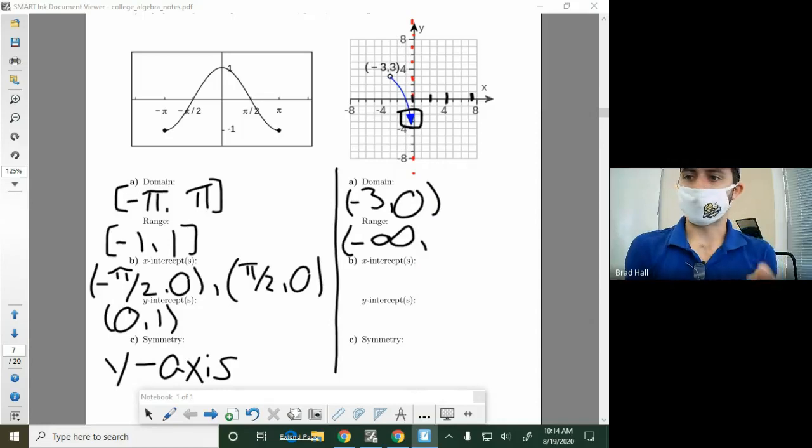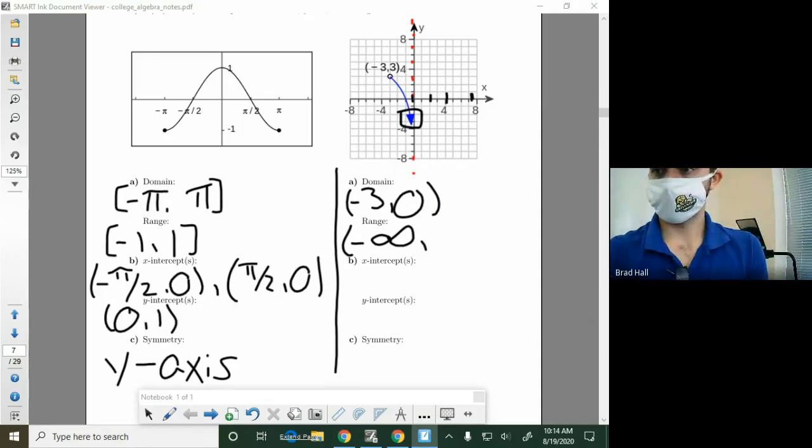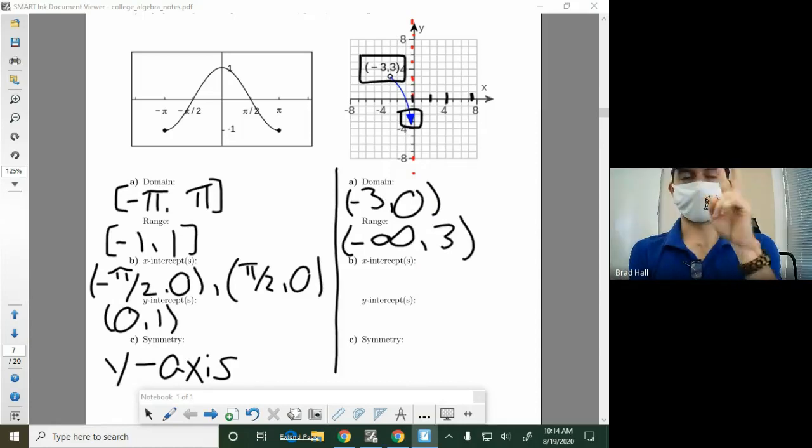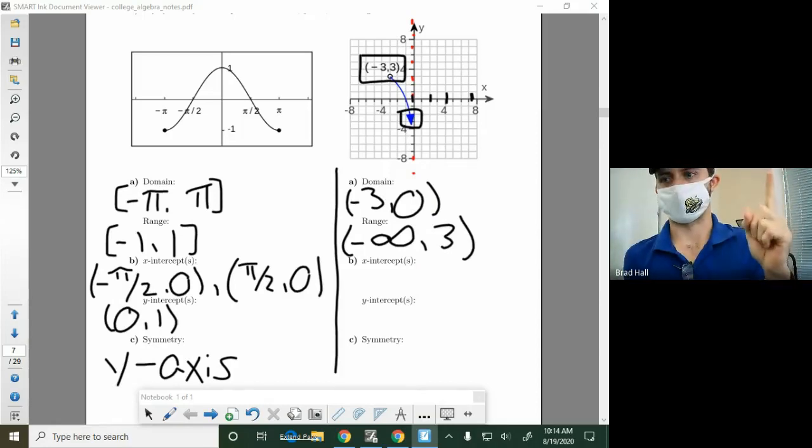So the highest point is this one. Remember, the range wants the y values. The y value of that point, just +3. So notice we've referenced that top point 2 times, and we derived 2 different bits of information from it. The x value for the domain, and the y value for the range.